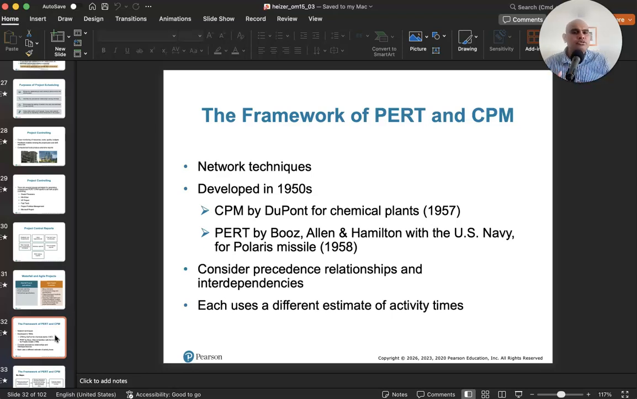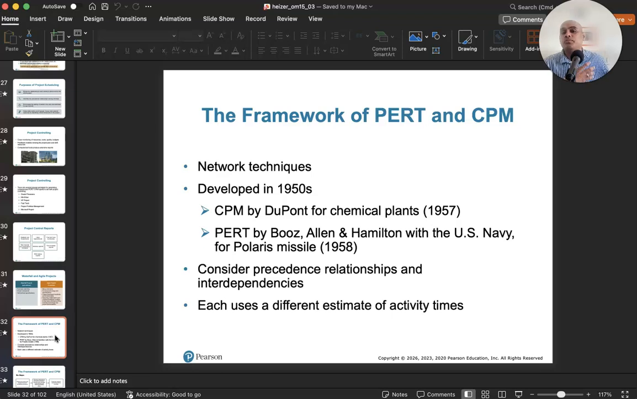So CPM is useful when time estimates and cost estimates are known, right? A chemical plant is a good example of this. When you're mixing two chemicals together, the chemistry is fixed, right? You know how many materials you need. You know how to mix them. If you know exactly what the chemistry is like, you know exactly what's going to happen.